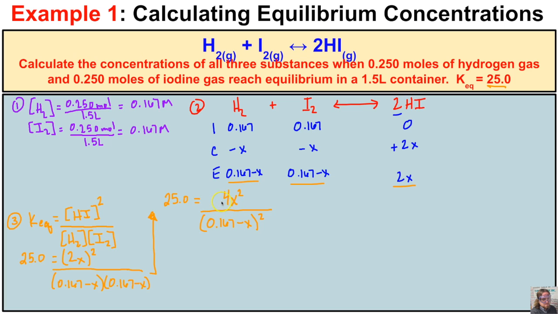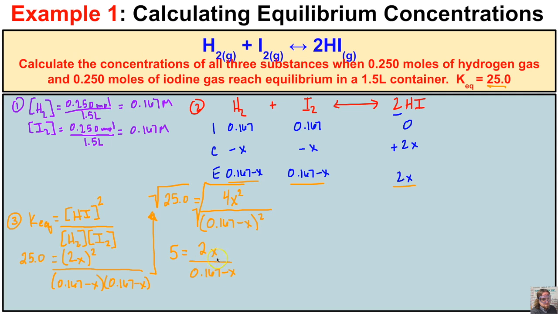And so now, what can we do here? We're going to try to solve for x here. And so what we can do is take the square root of both sides. If we take the square root of both sides, we will end up with 5 here, equaling 2x over 0.167 minus x.